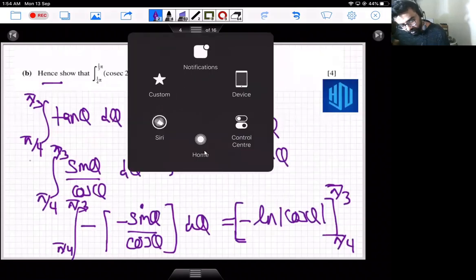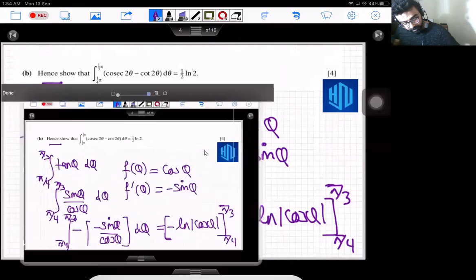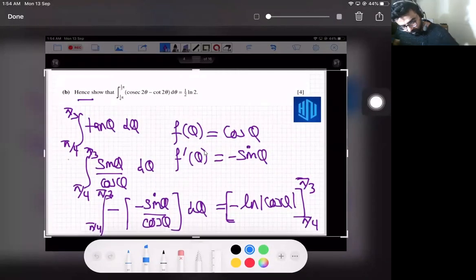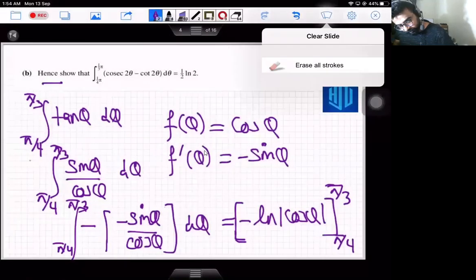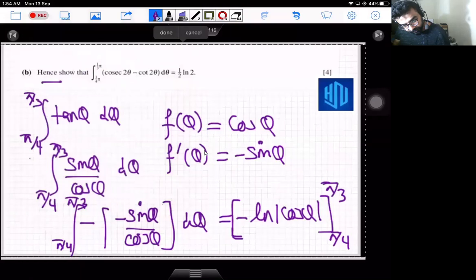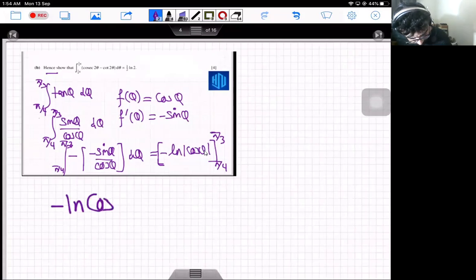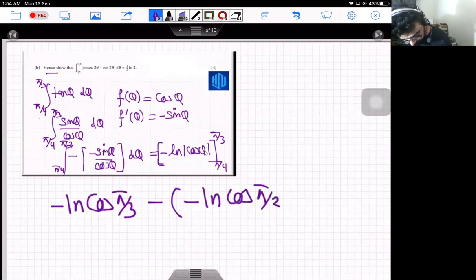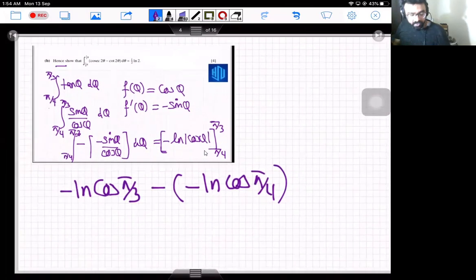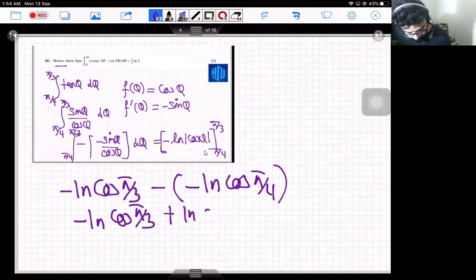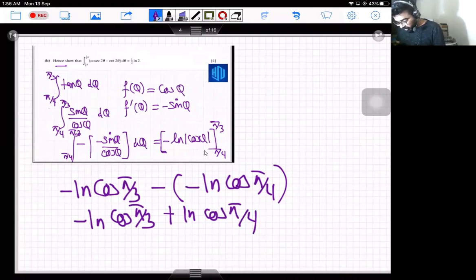So, let me make some space on this page. So this is minus ln cos pi over 3 minus ln cos pi over 4. All right. So this can be written like this: minus ln cos pi over 3 plus ln cos pi over 4. So just first find out the exact values of cos pi over 3 and cos pi over 4. And remember to keep your calculator in the radian mode.